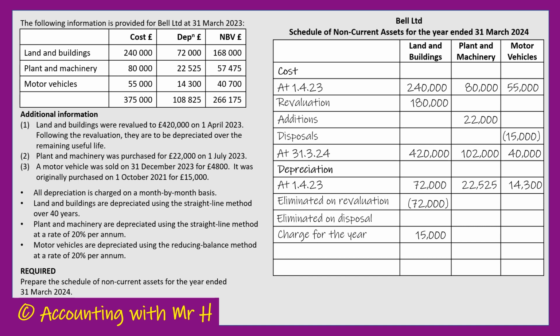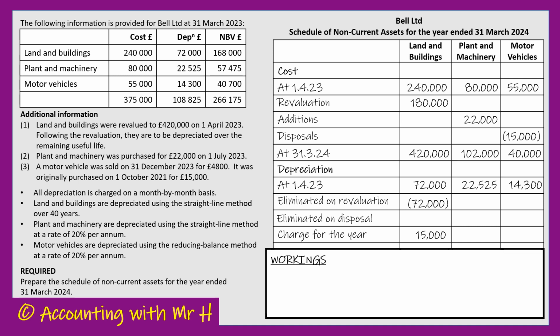Right then, I'm going to move on to the plant and machinery. Let's get a box to do some workings for this one. So what do we know about the plant and machinery? If I look at the third bullet point, plant and machinery are depreciated using the straight line method at a rate of 20% per annum.